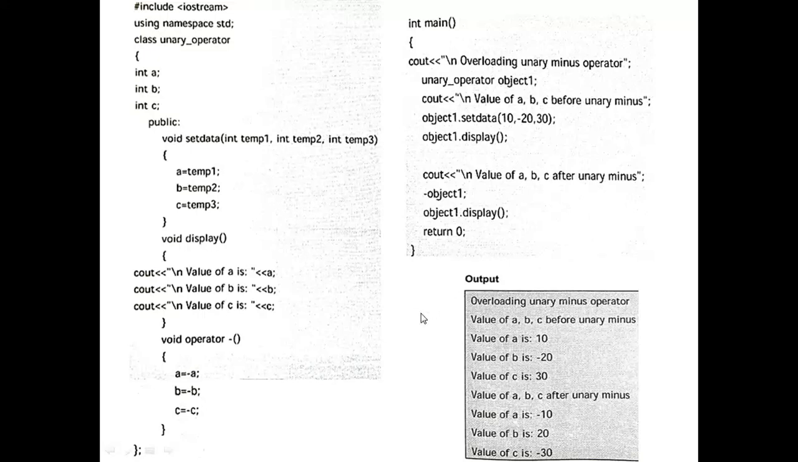and c is 30. Afterwards we call minus obj1, which is calling the operator on the object with the negative sign. Therefore all the values will be converted into negative, and the negative values will be converted into positive. And again we are calling obj1.display. Now in the output you can see a will contain minus 10, b will contain plus 20 and c will contain minus 30. This is the use of the unary operator.